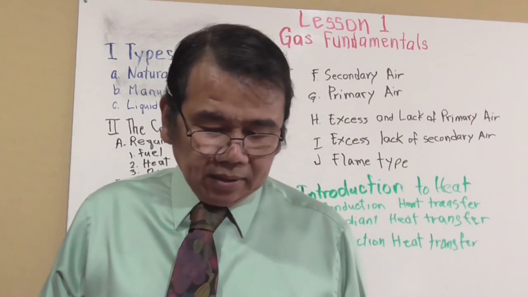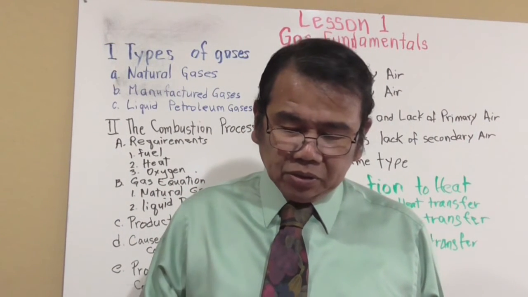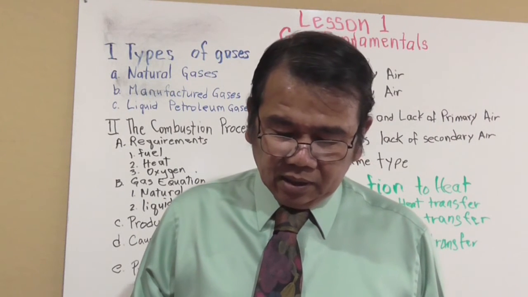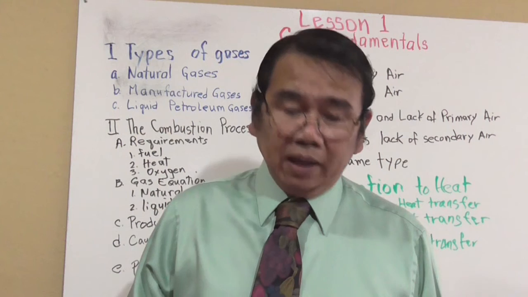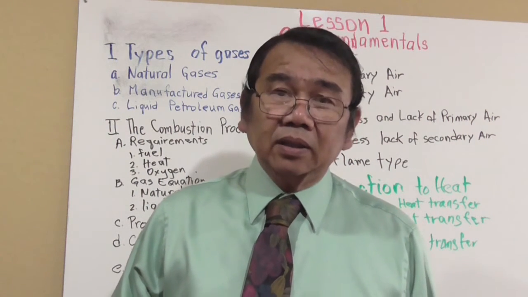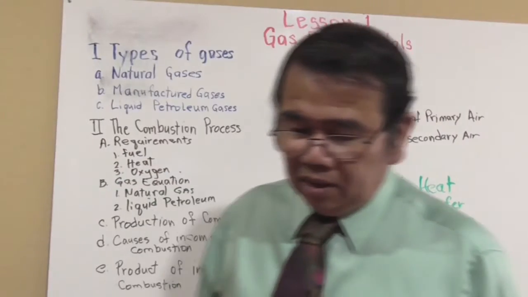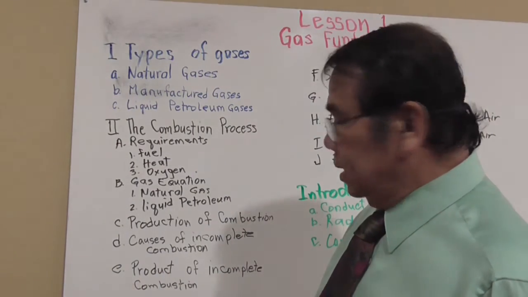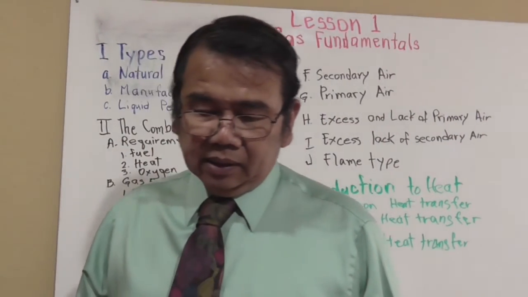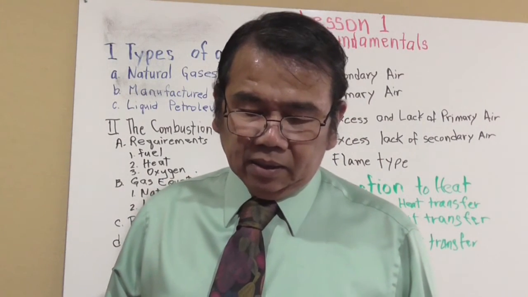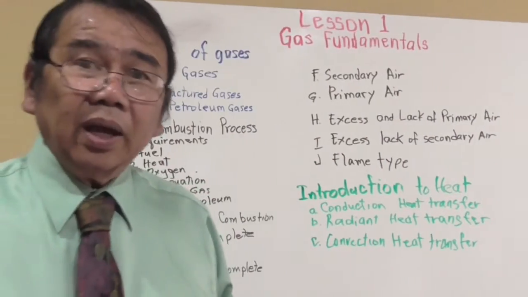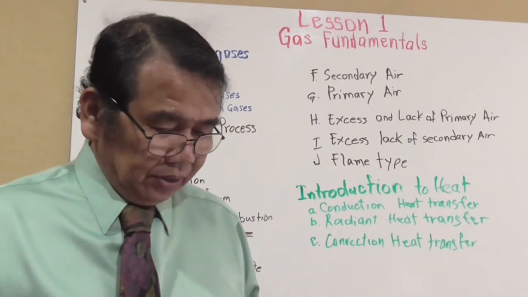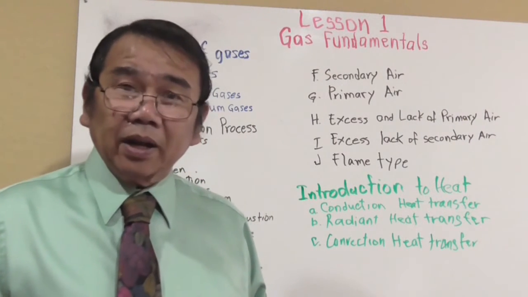And then secondary air: the air that is necessary for combustion around the flame. And then the primary air: the air that enters the burner with the gas. Okay? It is adjusted with an air shutter on the end of the burner.